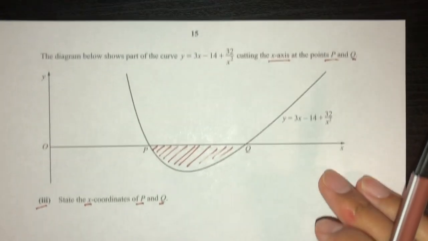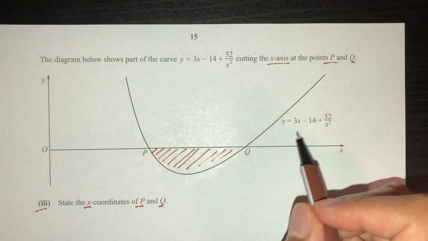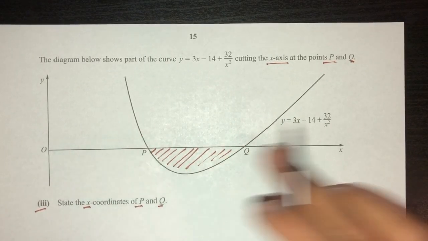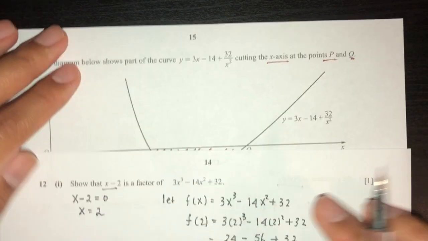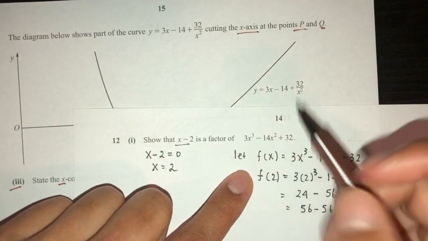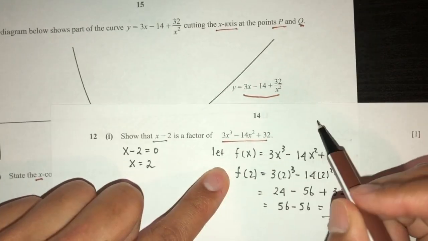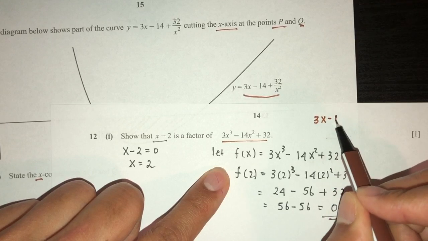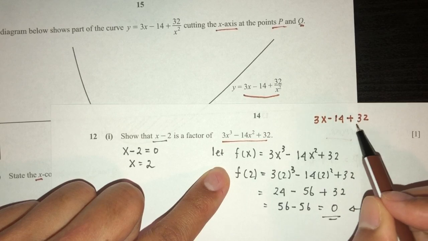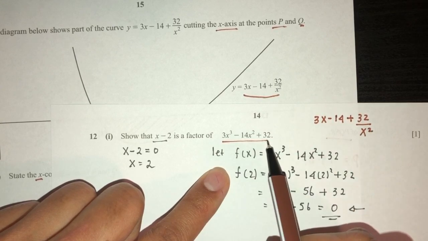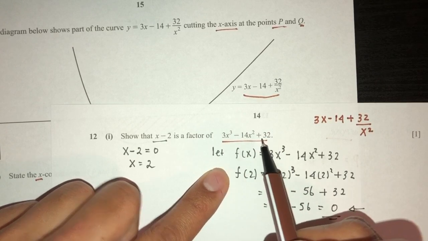So let's see what we have as your function. Here you have when this equals 0. So basically if you observe, this is the same as this. Because if you have 3x minus this over x squared, you just have to multiply by x squared everywhere. You will have the same thing as this, right?